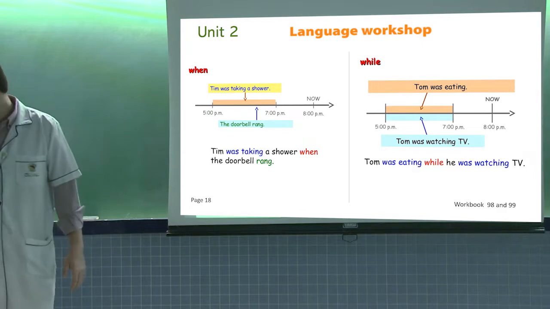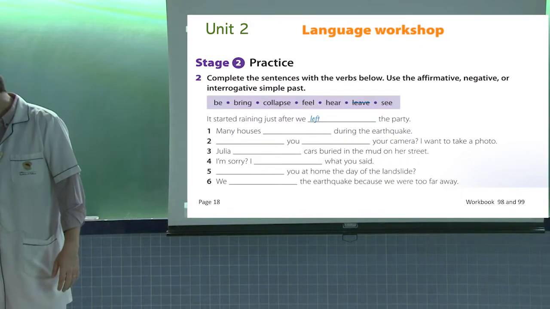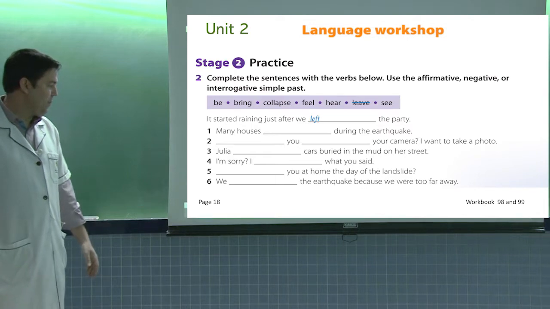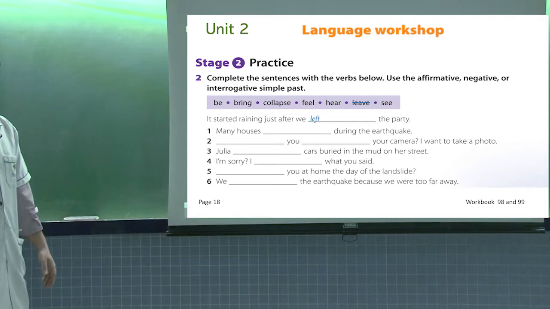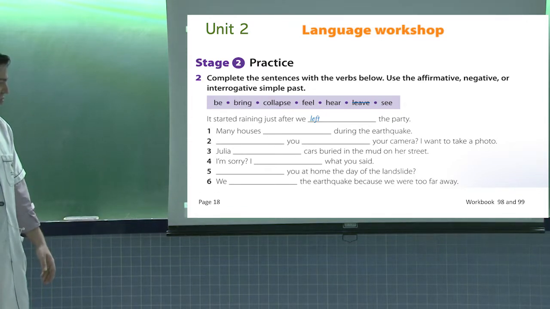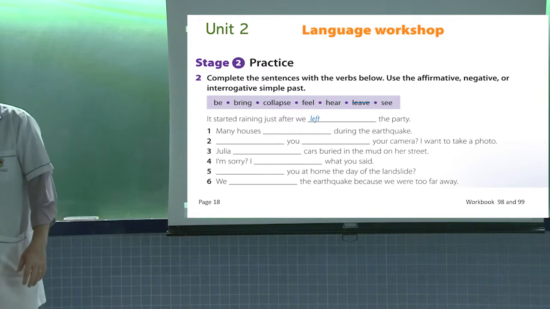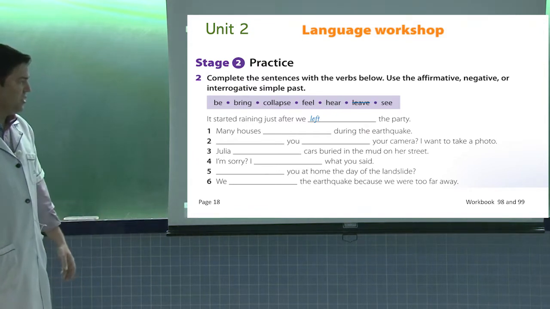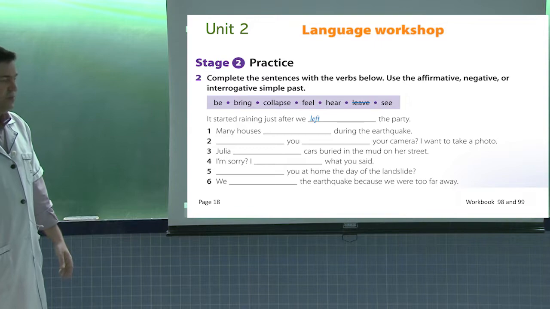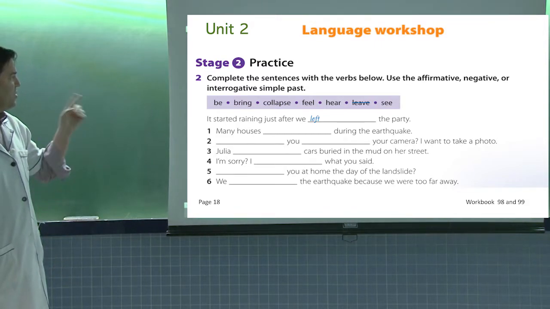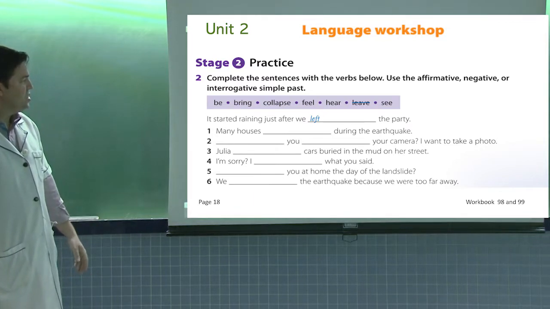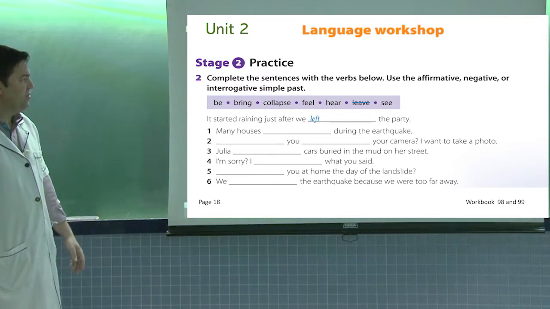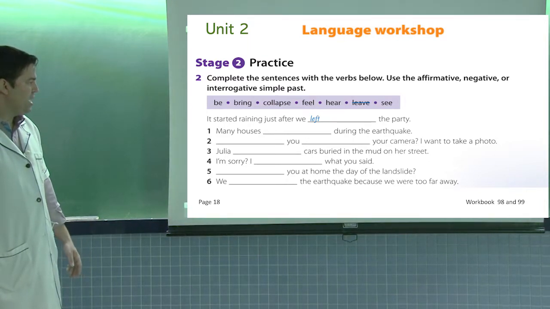Now I have some exercises that we are going to do. Exercises from page 18. You also have extra exercises on page 98 and 95. I'll leave the answers there for you in your material in the Google Classroom. Here I have Unit 2, Stage 2, which is our practice, exercise 2. So complete the sentences with the verbs below. Use affirmative, negative, or interrogative simple past.